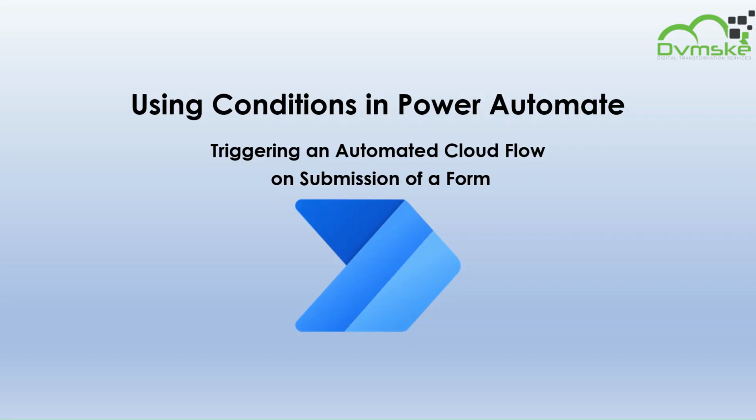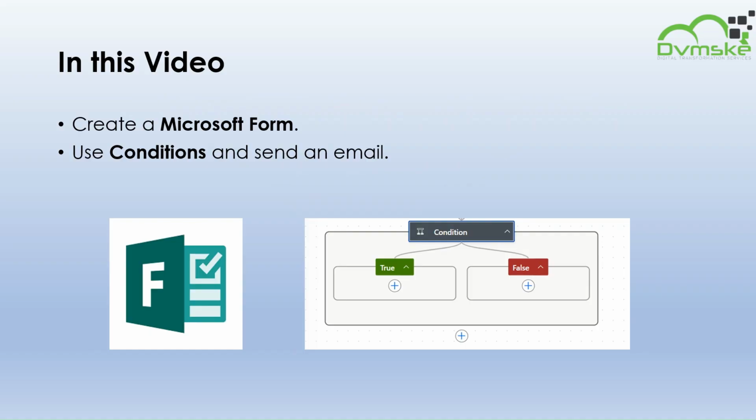In the previous video, we started learning about conditions. In this video, we will create an automated cloud flow that will be triggered on the submission of a form. We will create a Microsoft form and use conditions to send an email. Let's get started.